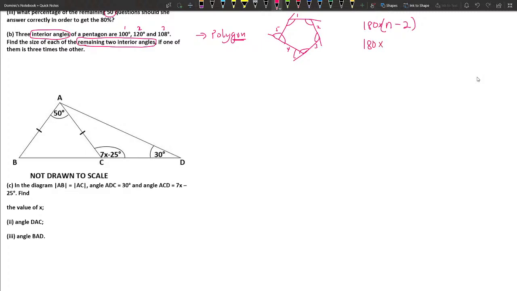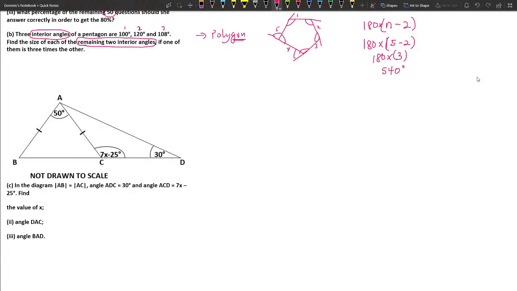So we'll have 180 into brackets 5 minus 2. And then that will be 180 times 3, because we subtract, and then 180 times 3 should give us 540 degrees. Okay, 540 degrees. Now once we have 540 degrees, that is the sum of the angles.